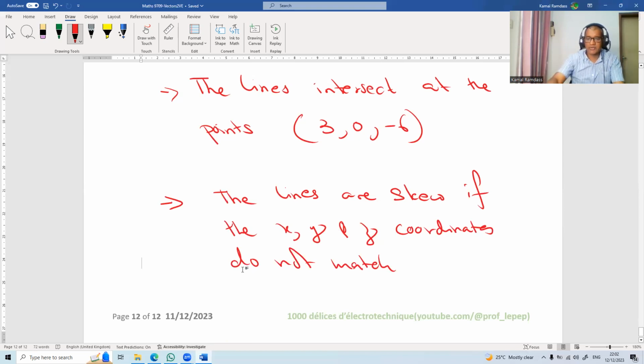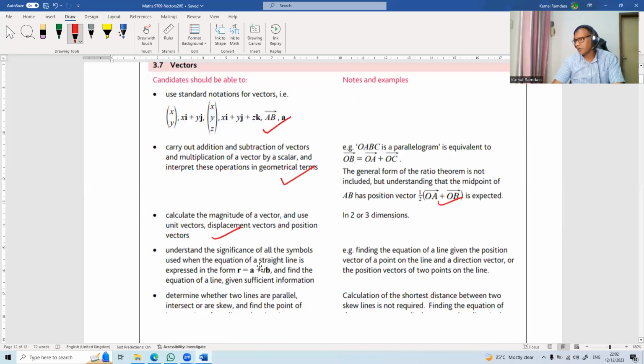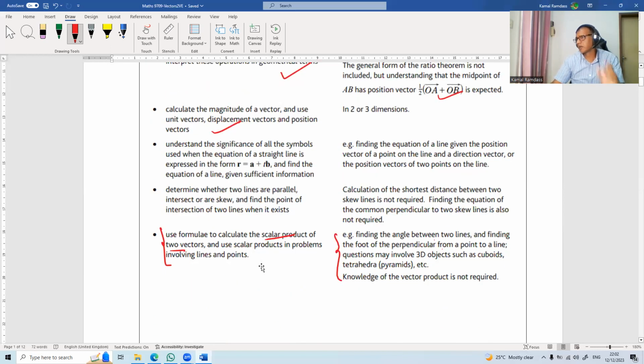Et là, je vais au syllabus. Nous get le syllabus. Understand the significance of all the symbols used when the equation of a straight line is expressed in the form of r bar is equal to a bar plus t b bar, and find the equation of the line given sufficient information. Nous traitons ça. Finding the equation of the line given the position vector of a point on the line and any direction vector, or the position vector of 2 points on the line. Ça aussi, nous le faisons. OK? Nous le faisons en théorie.